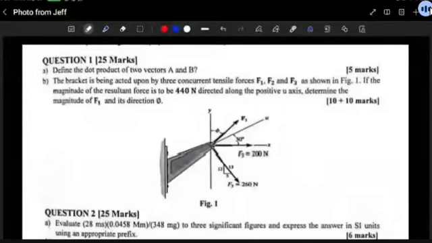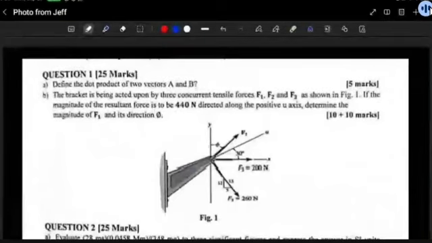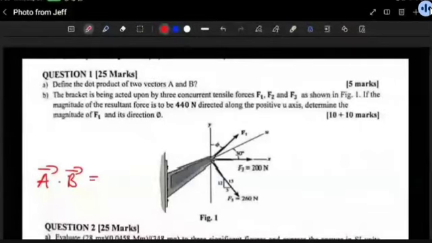Okay, so in this problem now, the first part wants us to define the dot product of two vectors A and B. So again, this is a definition, and in the previous first problem we saw the use of the dot product. When you define it, you also have to give a mathematical expression: A dot B equals the magnitude of A, times the magnitude of B, times cos of the angle between them.